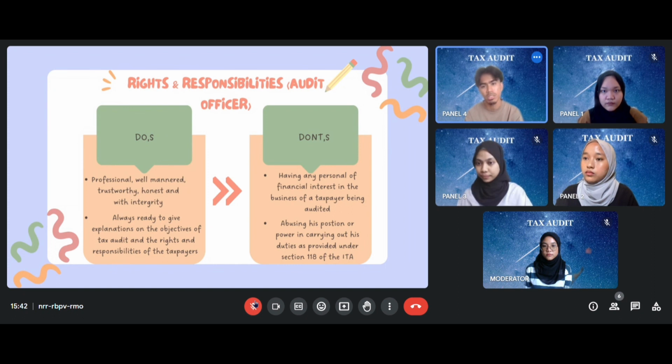For the don't, first one, audit officer cannot have any personal or financial interest in the business of a taxpayer being audited. This includes refraining from holding any stake, direct or indirect, in the businesses of a taxpayer under audit. Second, audit officer cannot abuse his position or power in carrying out his duties as provided under Section 118 of the ITA, such as using them for personal gain or leveraging them inappropriately is strictly prohibited.